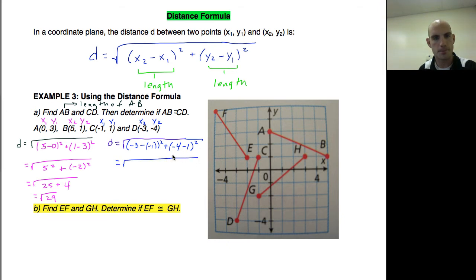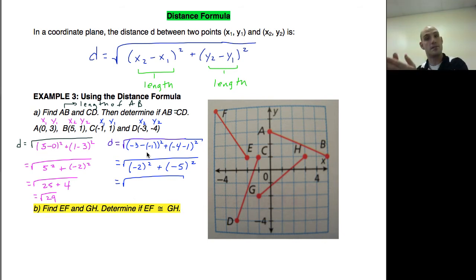Let's reduce this. Negative 3 minus a negative 1. So anytime I subtract a negative, it's the same as adding. So this is going to be negative 3 plus 1, which would be negative 2 squared. Plus, and then over here I have negative 4 minus 1, which would be negative 5. And we're going to square that. Quickly, you should realize what's going on here. Negative 2 squared would be negative 2 times negative 2, which would be 4. And negative 5 times negative 5 would be 25. So we end up with the square root of 29.